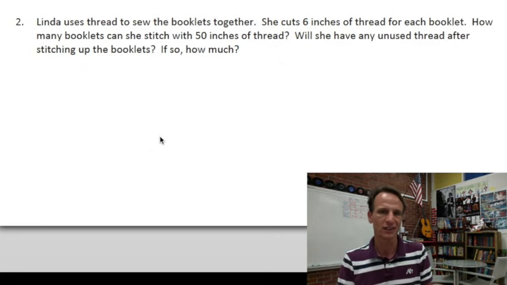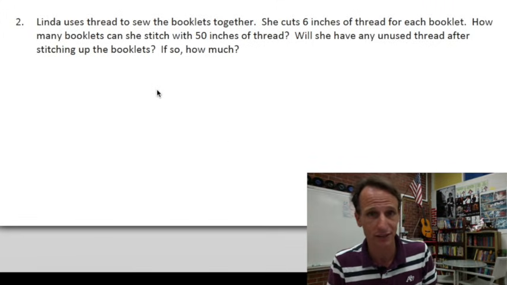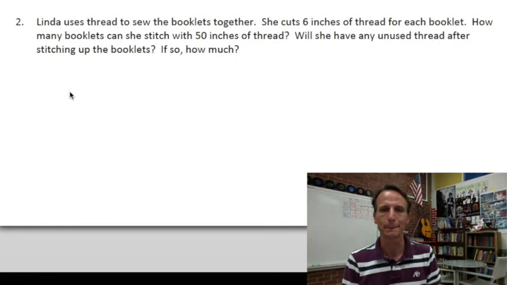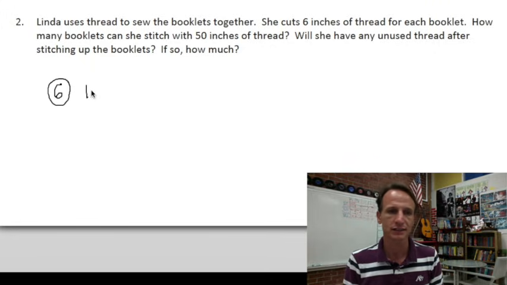We could draw 6 things to represent each inch of thread, but honestly, I don't have the patience for that. So what I want to do is skip count by 6s, because I know how to do that. So if I say 6, okay, so there's 1 booklet. So I'm going to circle it just so I remember there's 1 booklet. And then skip counting by 6 up to 50, because she has 50 inches, right? So 12, there's a booklet sewed up.